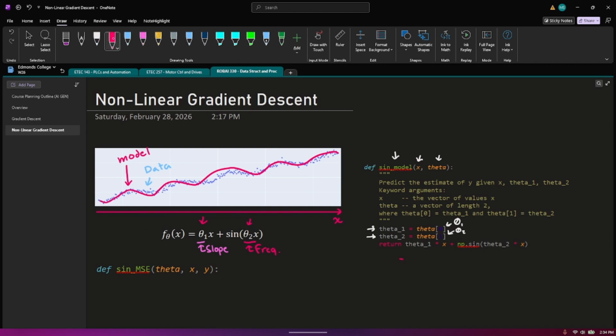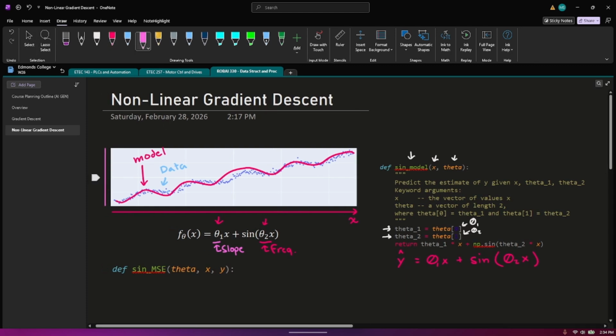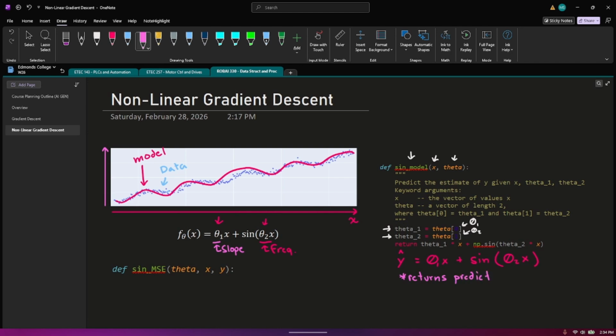Return theta 1 times x plus the sine of theta 2 times x. Both our linear component and our oscillating sine component. We remember that our model is trying to predict the y-hat values. These values over here are what we want our model to predict. So this function returns y-hat, or our predictions.